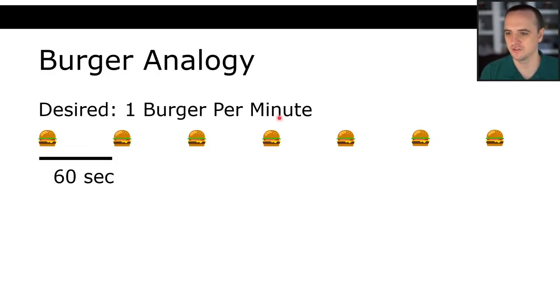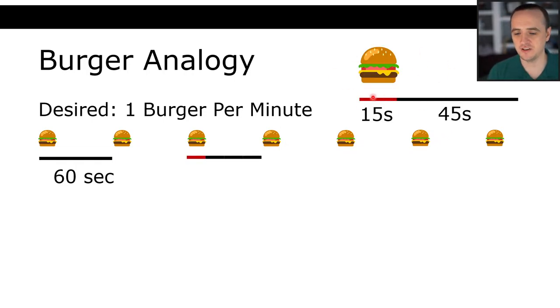Your desired is one burger per minute, right? So this is your day. You got 60 seconds to make a burger. You take the burger, you make the burger. 60 seconds between each one. But you've got 15 seconds. That's how long it takes you to make a burger, right? Sometimes it's going to be 15, sometimes it's going to be 14, but typically you can make a burger in 15 seconds. So you've got all this time here that you're not really doing anything, right?